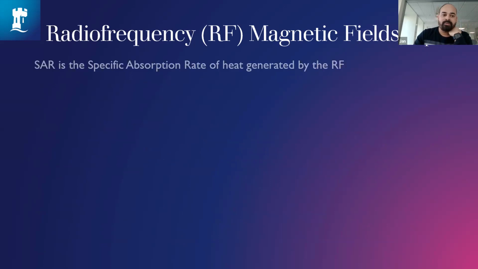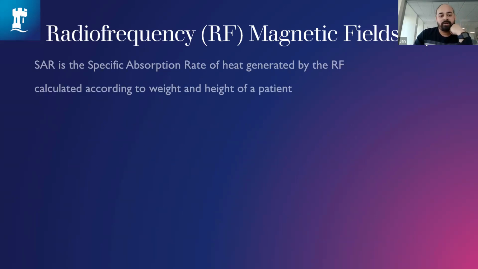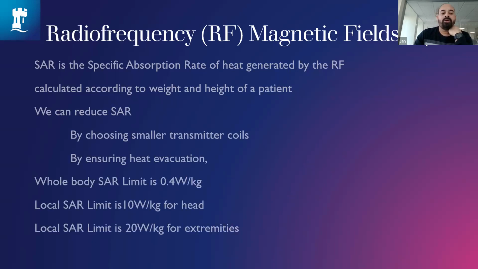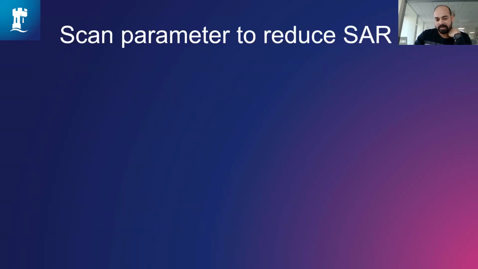Now, radio frequency magnetic fields, how to control them. SAR, the specific absorption rate of heat generated by RF, is calculated according to the weight and height of the patient. How can we reduce it? By choosing a smaller transmitter coil or by ensuring heat evacuation. The whole body SAR is limited to 0.4 watts per kilogram. Local SAR limits are 10 watts per kilogram for the head, and 20 watts per kilogram for extremities.